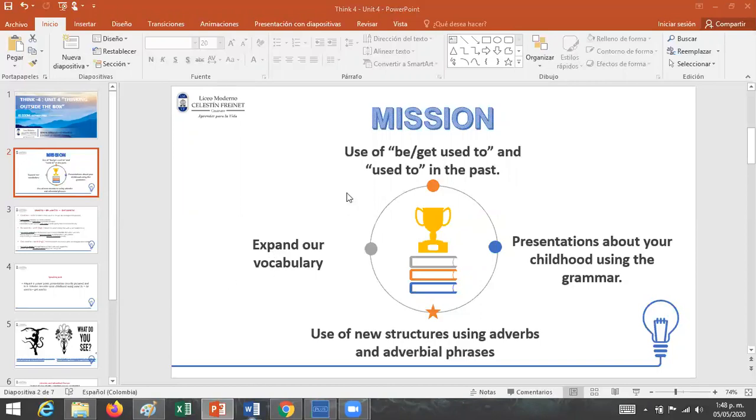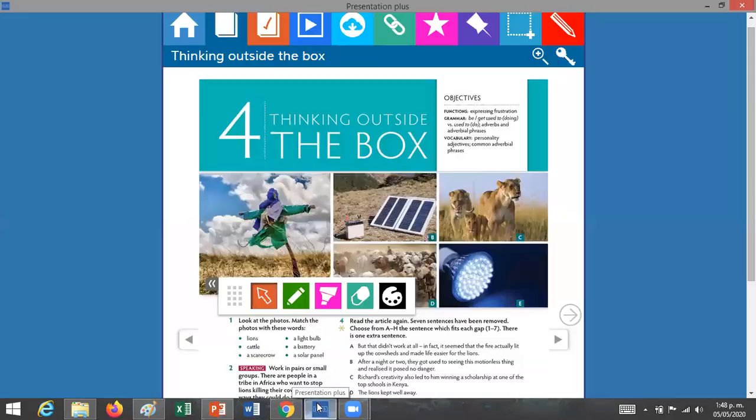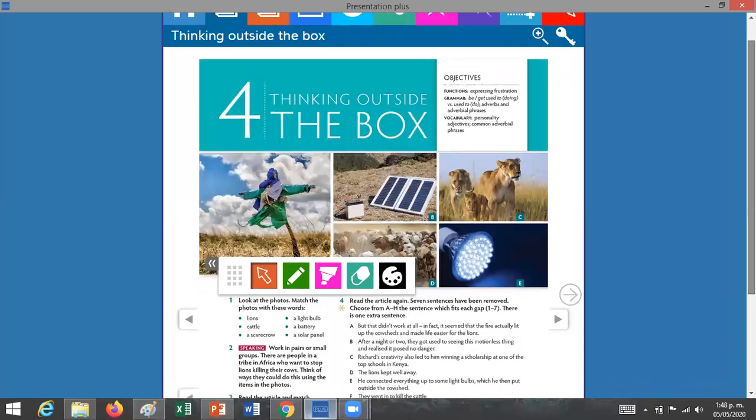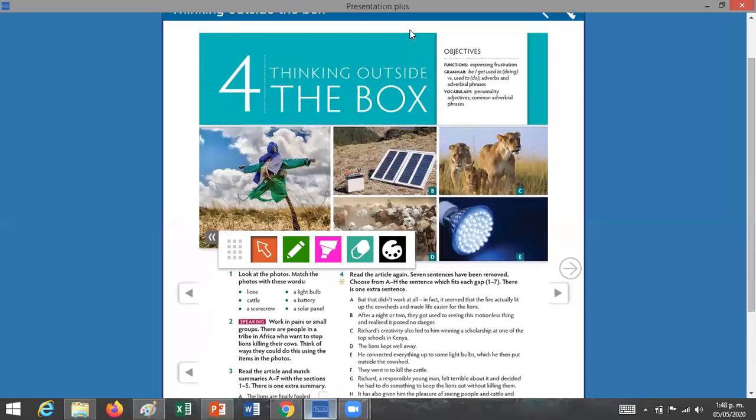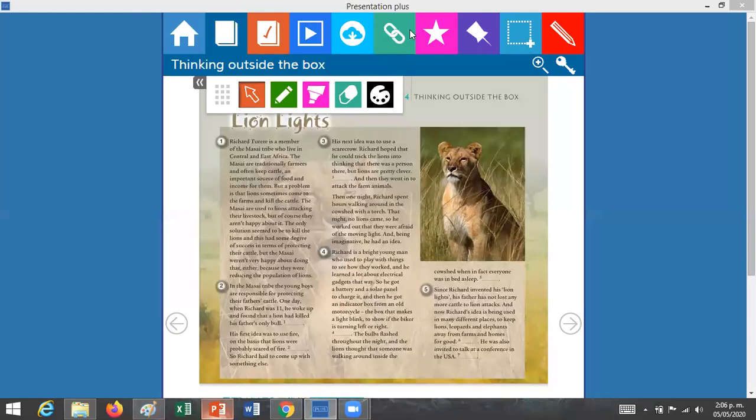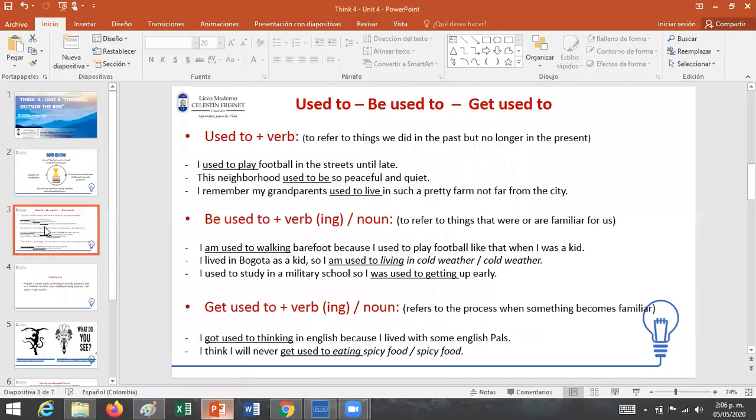All right, so this is like a brief summary, a general view of unit 4. Now, about the grammar. Well, before I explain the grammar, let's do the first reading here in the book, okay? So let's start with that. About the grammar. Did you check some of the sentences with be used to, get used to? So this is what we need to understand today.